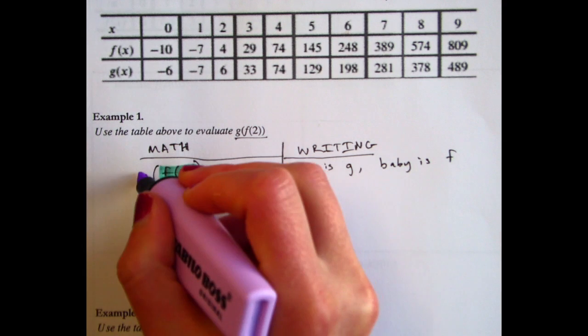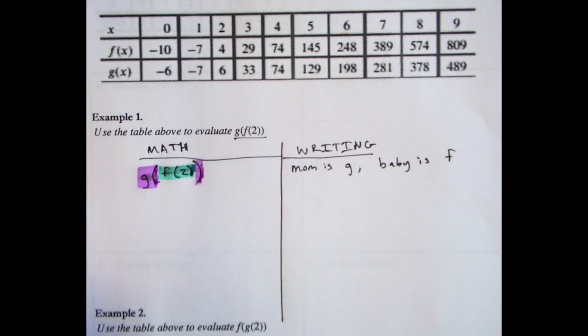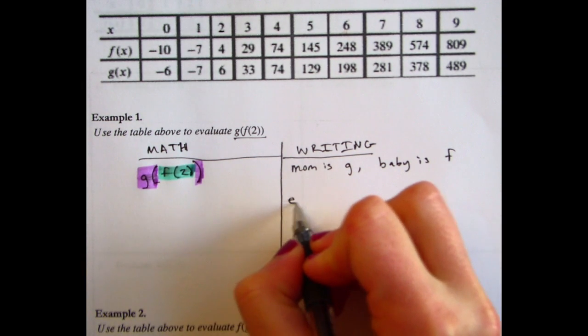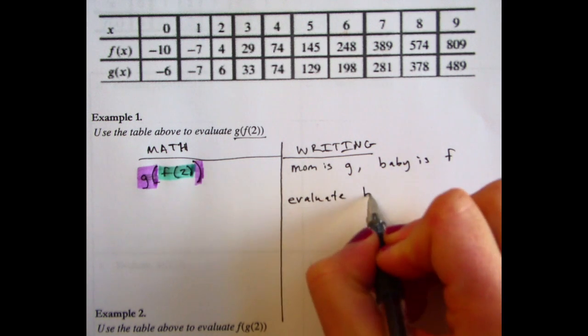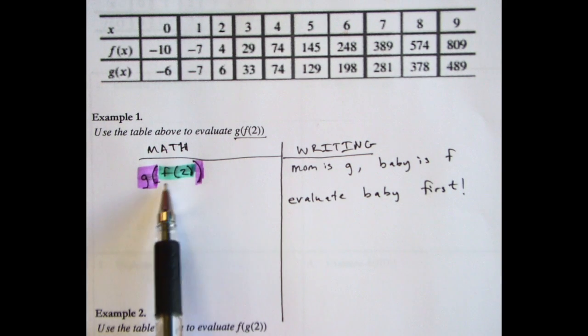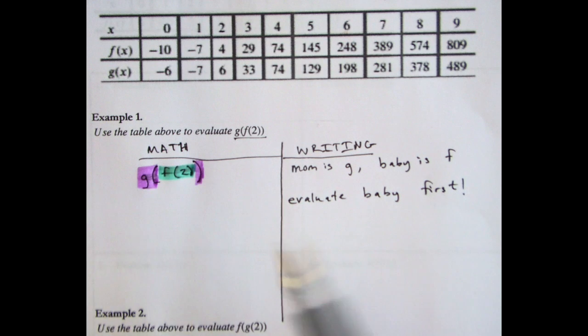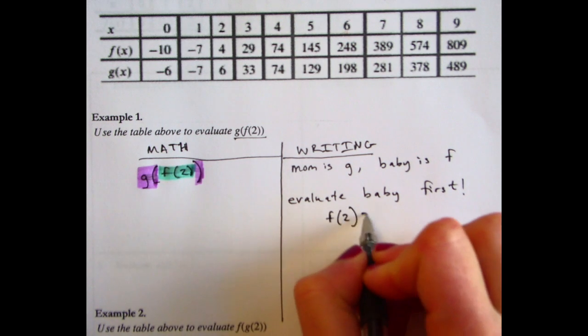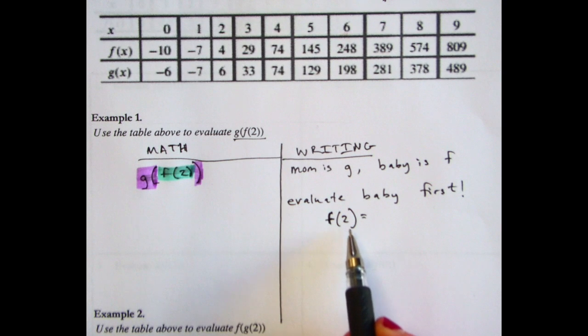The key to evaluating this is going to be to move from the inside out. In other words, we're going to start with the baby, evaluate the baby first, and then we're going to evaluate the mom. So you always evaluate the baby first. Over here, if I evaluate the baby, so I'm just going to ignore the mom for a second, the baby is f of 2, and thank goodness I already know how to do this. To evaluate f of 2, I have my function, my table up here.